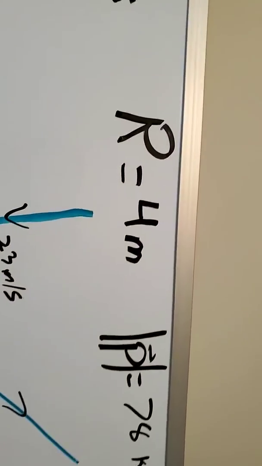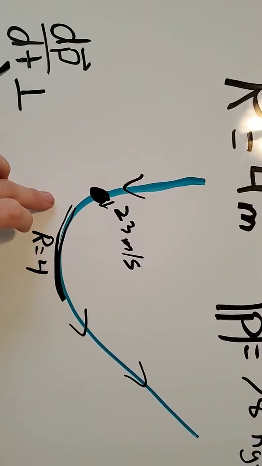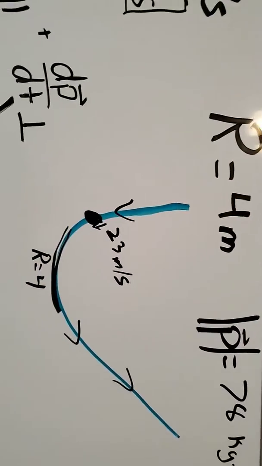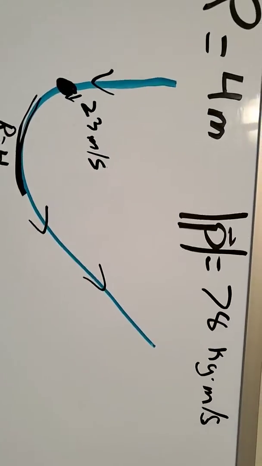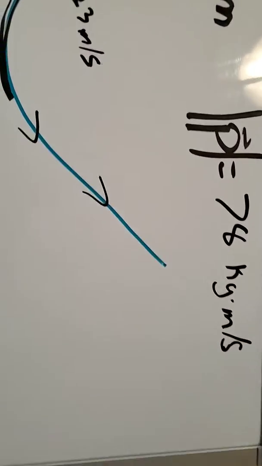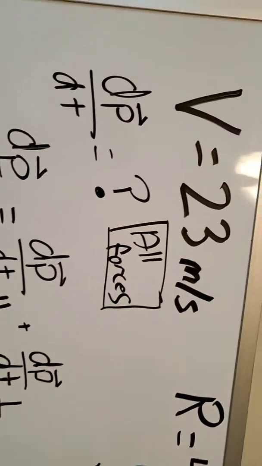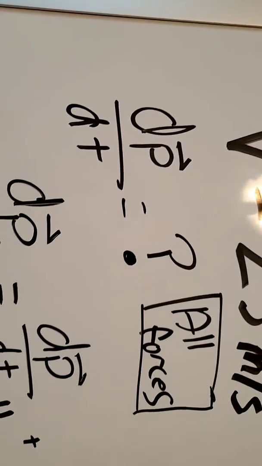second. It's taking a curve right here. I have a nice little diagram. It's going around a curve, and the radius of that kissing circle is 4 meters, and the magnitude of momentum is 78 kilograms meters per second. Alright, so we're actually going to be looking for the instantaneous change of momentum with respect to time.